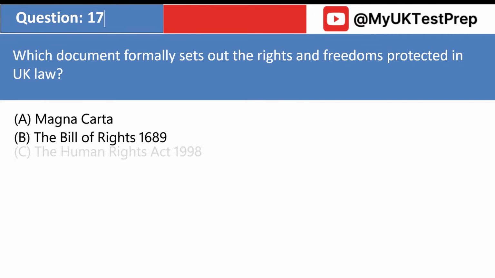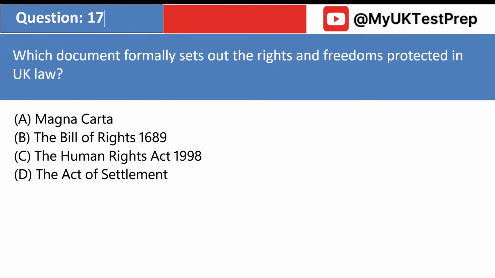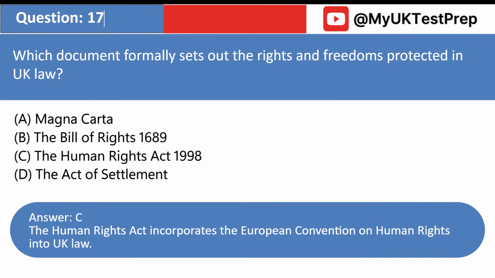Which document formally sets out the rights and freedoms protected in UK law? A. Magna Carta. B. The Bill of Rights 1689. C. The Human Rights Act 1998. D. The Act of Settlement. Answer: C. The Human Rights Act incorporates the European Convention on Human Rights into UK law.